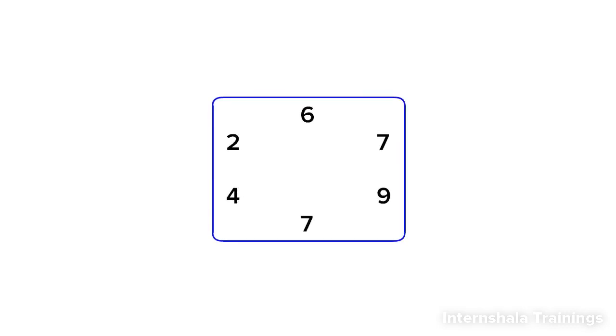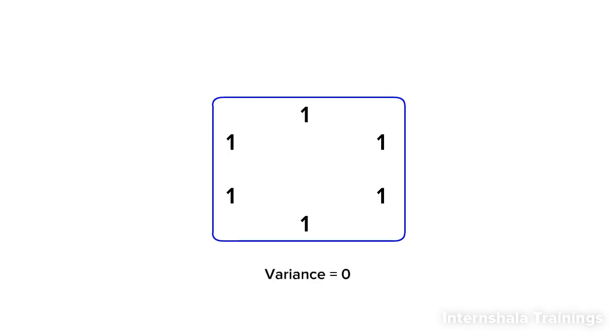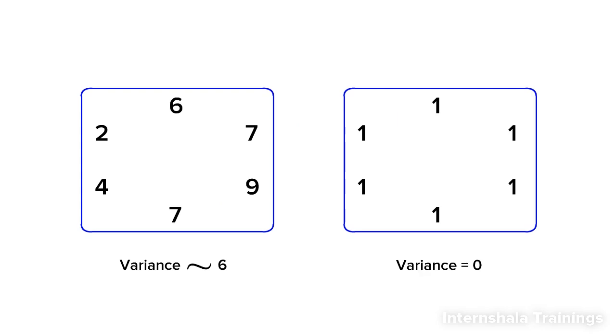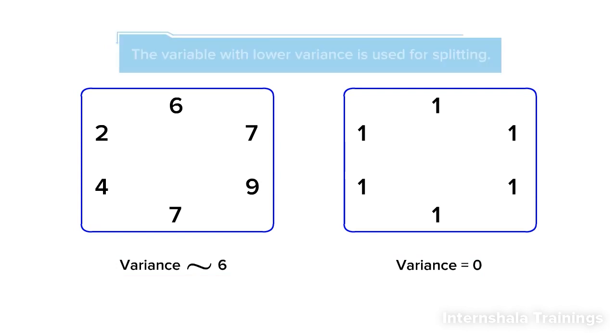Let's look at this node. If we calculate the variance of this node, it will be somewhere around 6. We will discuss how to calculate the variance shortly in this video. Now consider one more node. As all the values in this node are the same, the variance of this node will be 0. So if we compare the variance values here, we can infer that a lower value of variance is leading to more pure nodes, whereas a higher value of variance is leading to more impure nodes. So we can choose the variable with lower variance for splitting. As we have discussed, it is used when we have a continuous target.